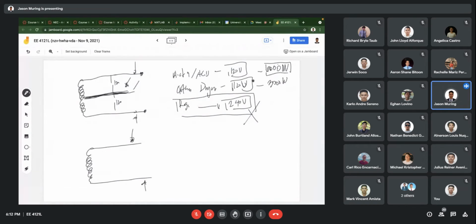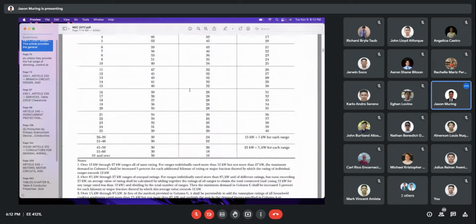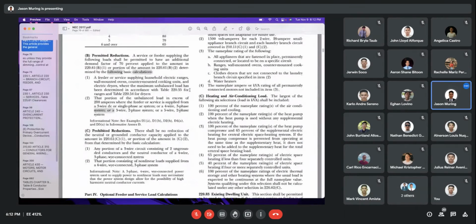So we have to look at different cases of our operation. Let's say both of them are operating. Therefore, the maximum unbalance would be 2,000. How about if only the clothes dryer is operating? Then the maximum unbalance would be 3,000. And if only this AC or heating is operating, we have a maximum unbalance of 5,000. Therefore, for our neutral conductor calculation, we have to use this 5,000. That is what this part of the code means. But again, it will not apply in our case since we don't have a neutral.